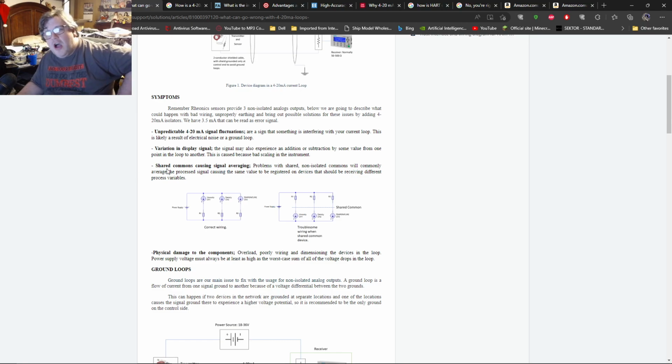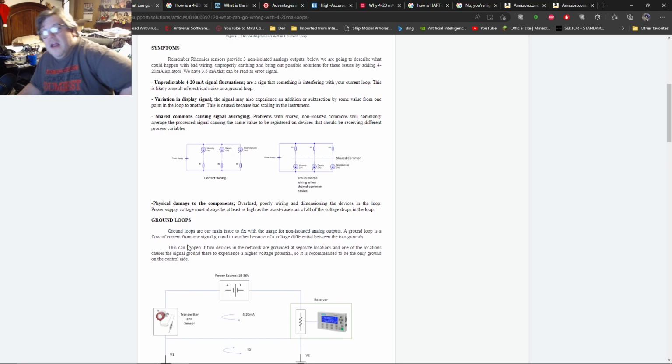Okay, shared commons using signal averaging. Problems with shared non-isolated commons will commonly average the processed signal, causing the same value to be registered on devices that should be receiving different process variables. In other words, be careful how you hook stuff up.